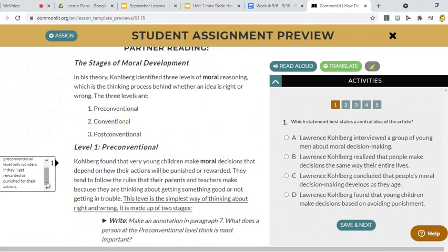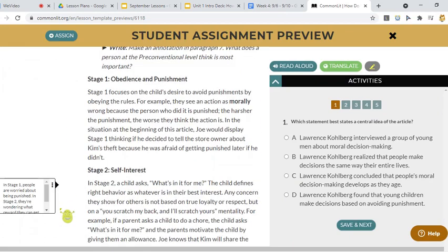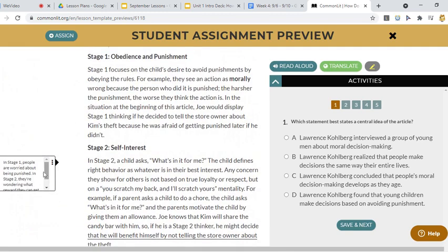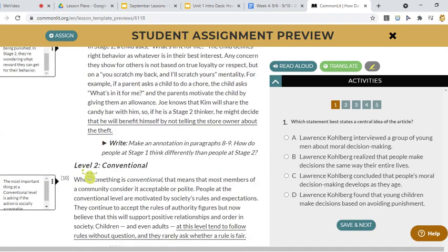With 3 levels. Level 1, pre-conventional. Here at pre-conventional, they wonder if they'll get rewarded or punished by their actions. Pre-conventional is made up of 2 stages. In stage 1, people are only worried about getting punished. In stage 2, they're like, what's in it for me, right?